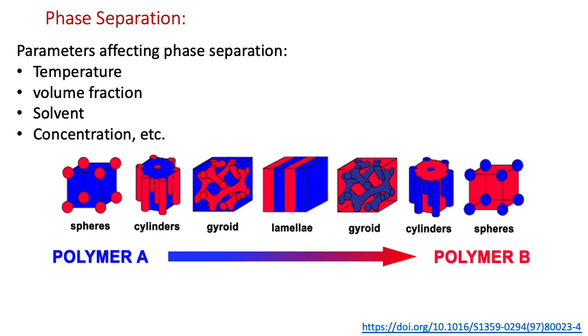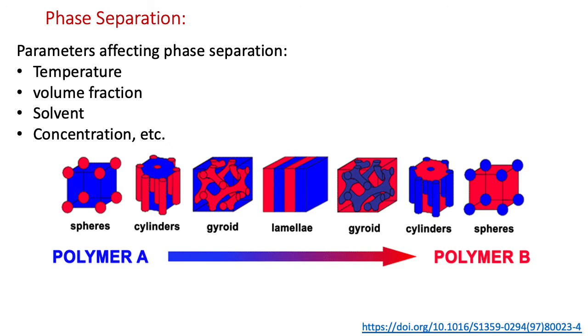What is phase separation in block copolymers? Block copolymers consist of two or more types of monomers, and phase separation happens when these block copolymers separate into domains caused by the self-assembly of the monomers. These domains have been studied and characterized by different periodic morphologies as a function of different parameters such as temperature, volume fraction, solvent, concentration, and many other parameters.